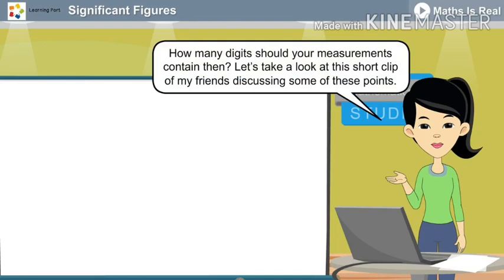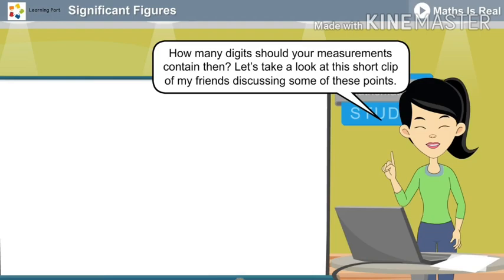How many digits should your measurement contain then? Let's take a look at this short clip of my friends discussing some of these points.